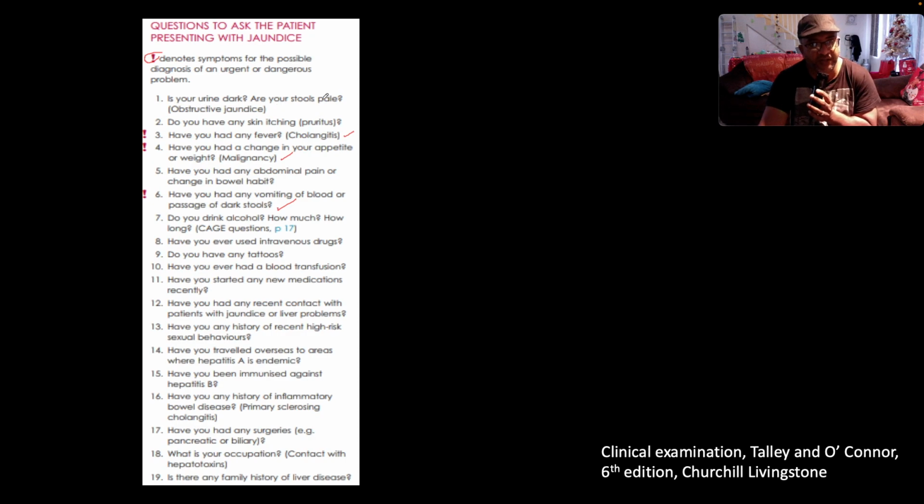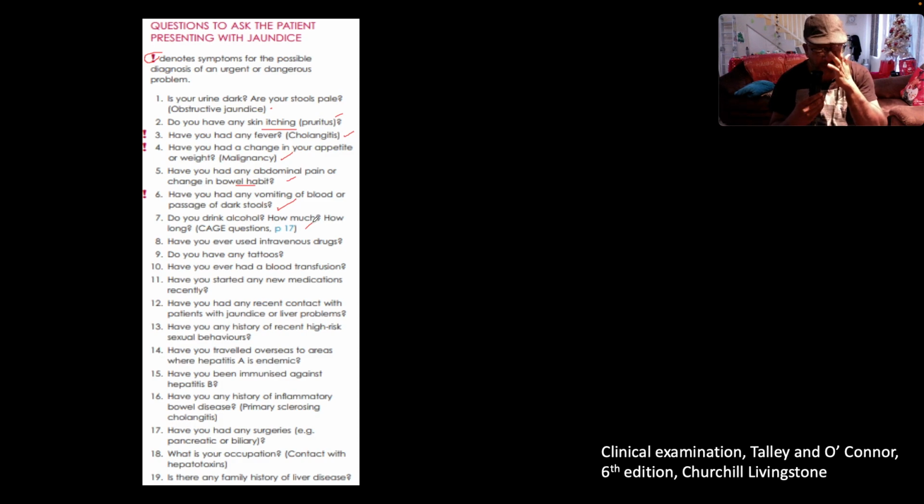Is your urine dark, or are your stools pale, speaking to obstructive jaundice? Do you have any skin itching, speaking to pruritus? Have you had any abdominal pain or change in your bowel habit? Then, do you drink alcohol? How much, how long? And invoke the CAGE questionnaire. I'm sure we're all familiar with that. Do you have the need to cut down? Is there an eye opener in the morning? Do you feel excessively guilty about your alcohol intake, et cetera?